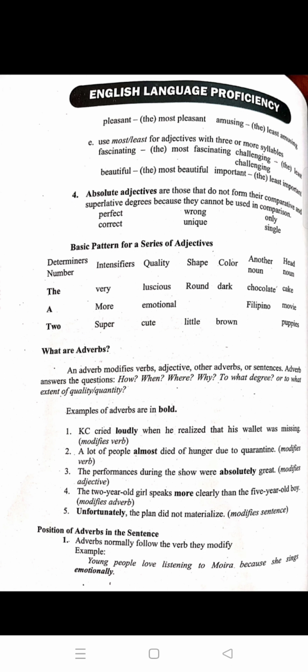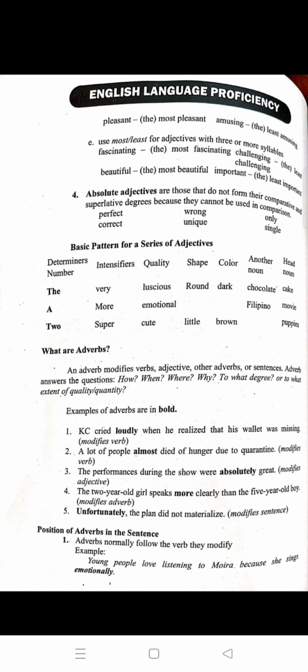And when there are ordinals and ranks, kailangan nauna po yung ordinal. Say the first two. So nauna po yung first bago yung two. Next is intensifiers. What's the intensity? What's the degree? Yung very, more, super, for example. Next is quality. Of course, it refers to how cute it is. So, just the quality. And then next is the shape. And then the color. And then another noun. And then the head noun. So, that's how you arrange a series of adjectives.